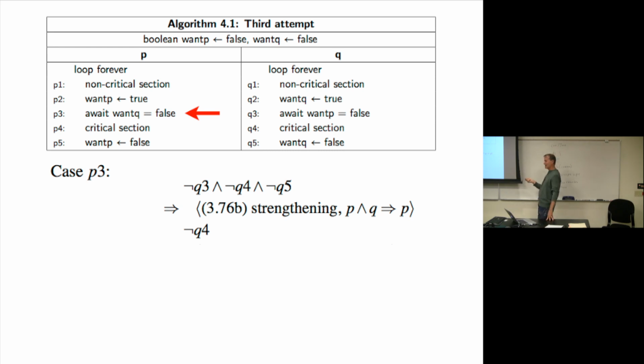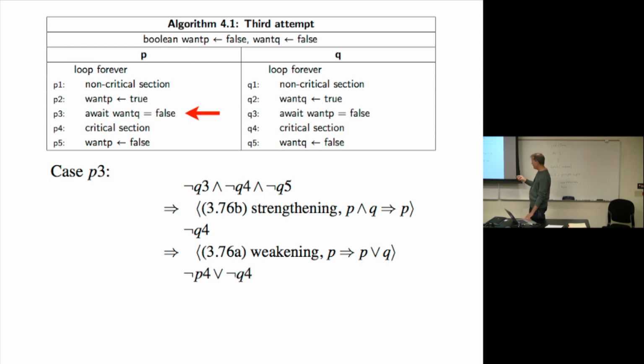And now what about weakening? 3.76a. What can we introduce at this point? Yeah, we want to introduce an or. So what is it we're trying to find out? So not Q4. By weakening 3.76a, we can introduce an or, a disjunct. Okay, so not P4 or not Q4. But then this, by De Morgan, is what? Not P4 and Q4.